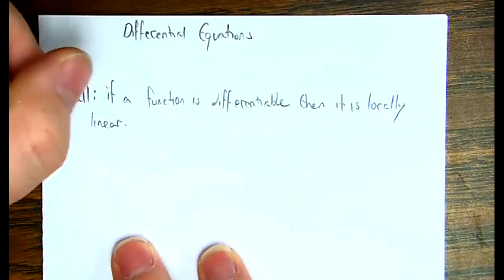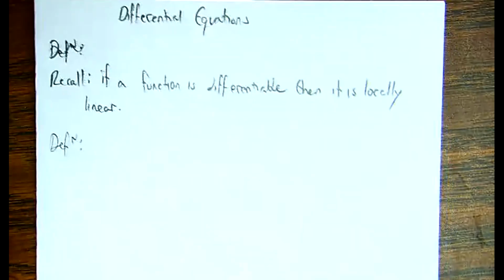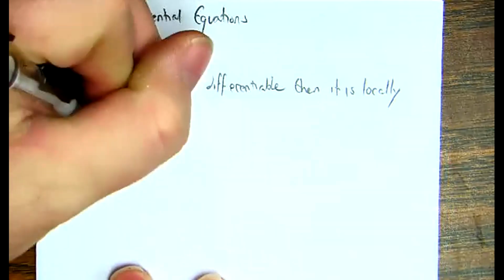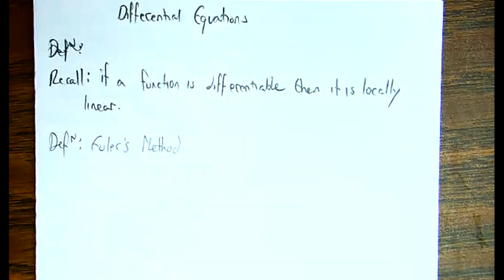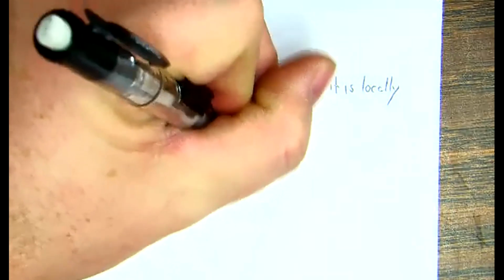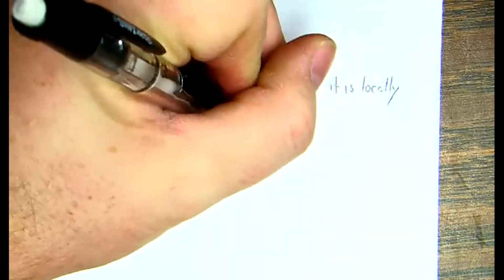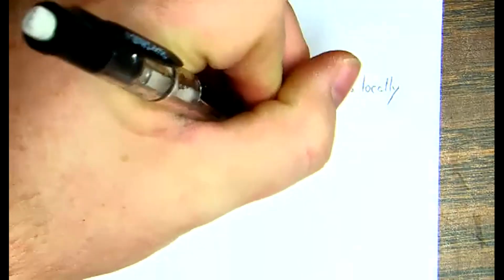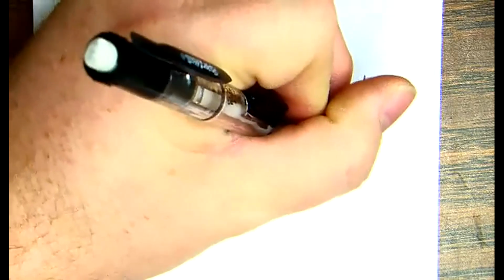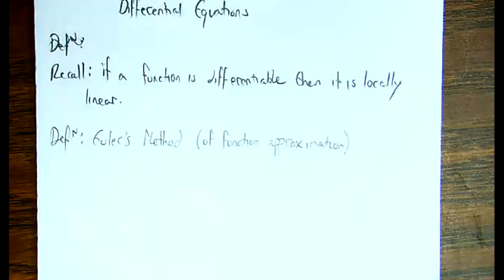To that end, we've seen before a method of function approximation called Euler's method. I like to tack on "of function approximation." Often we just call this Euler's method, but if you don't do a lot of function approximating, it's easy to get confused between Euler's method and Newton's method, and be able to distinguish between the two. So this is Euler's method of function approximation.